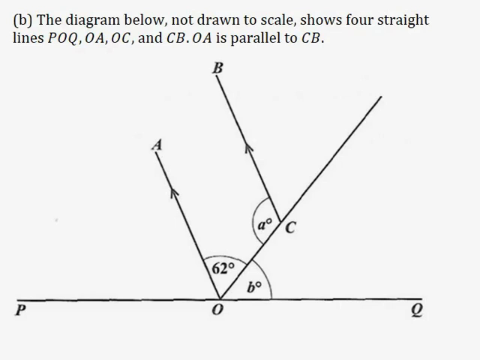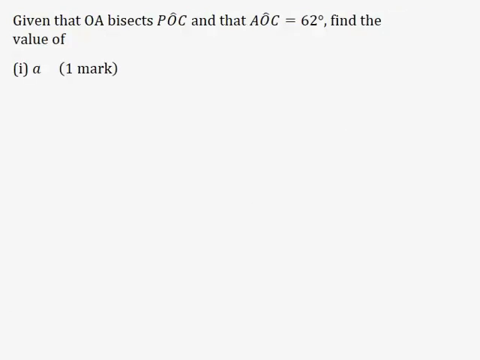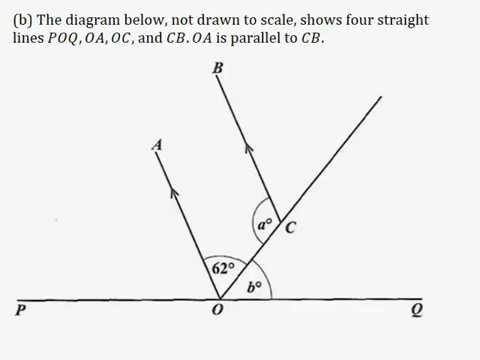Part B. The diagram below, not drawn to scale, shows 4 straight lines: POQ, OA, OC, and CB. OA is parallel to CB. Given that OA bisects angle POC and that angle AOC is equal to 62 degrees, find the value of part 1, A for 1 mark.